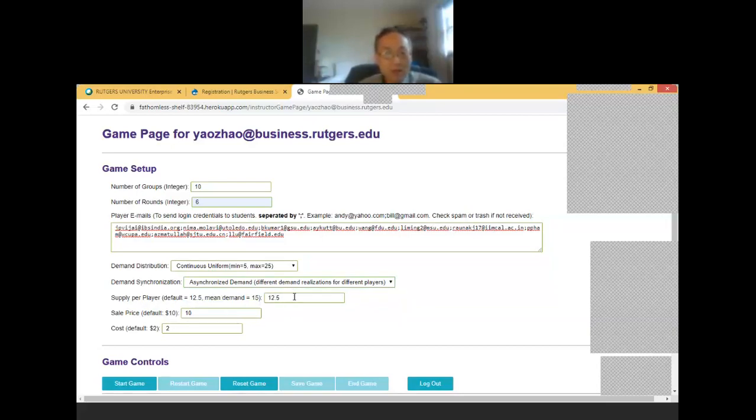Here are the typical parameters you can set. This is the capacity, the supplier's capacity. If you set this number to be more than 25, then it's essentially a newsvendor game, because the maximum demand per retailer is at most 25. But if you set this below 15, let's say 12, then on average you will be short of supply. Remember the average demand is 15. The two parameters down there are the selling price and the cost for the retailers, which come from the Newsvendor model.